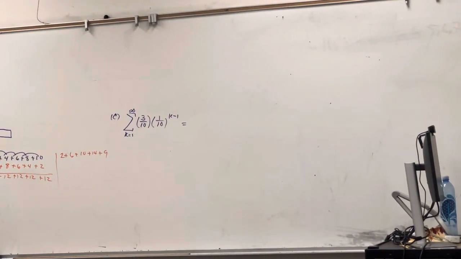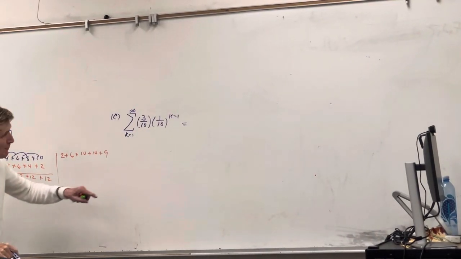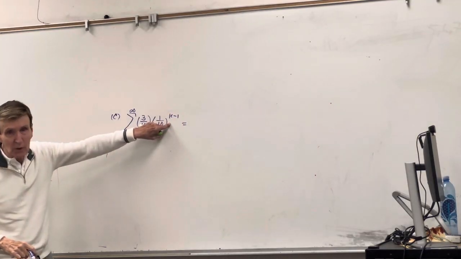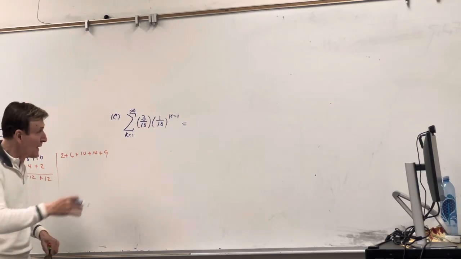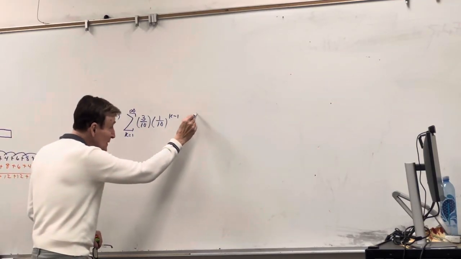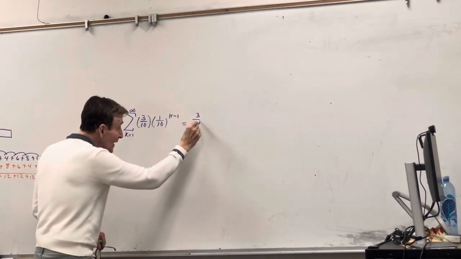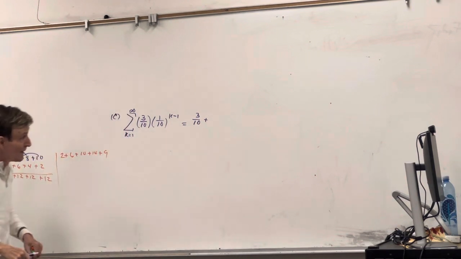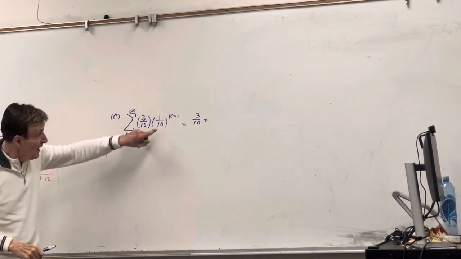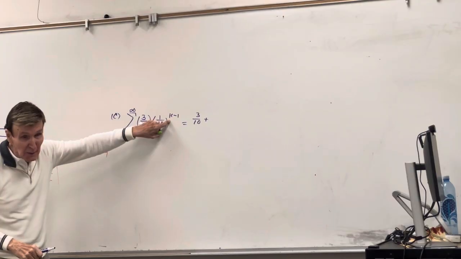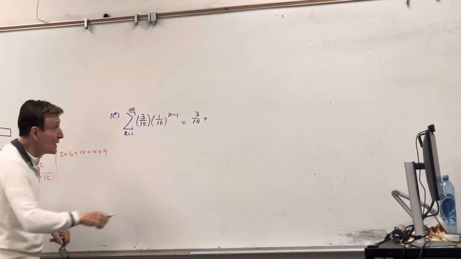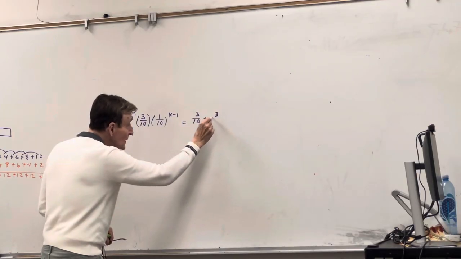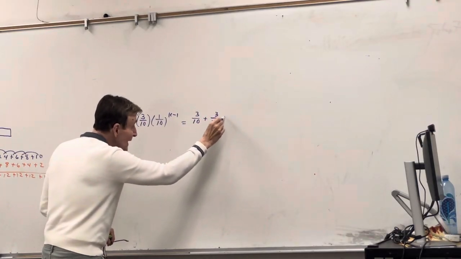Okay, let's see what happens here. Guys, the first term: replace k by 1, and that exponent becomes a 0. 1/10 raised to the 0, of course, is 1. 1 times 3/10, I get 3/10. If I replace k by 2, the next value, I get the exponent to be a 1. So I'm going to end up with 3/10 times 1/10. That's 3 over 100. That's my second term.